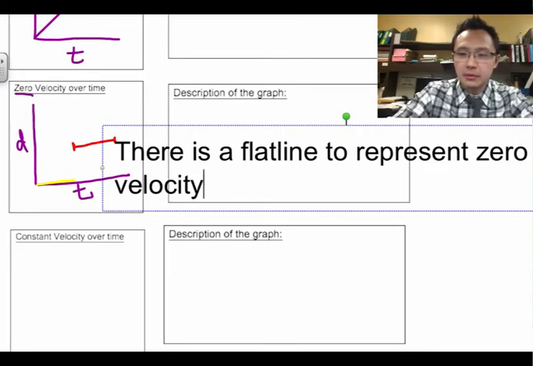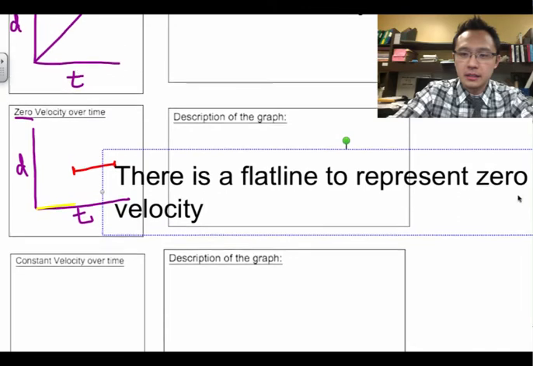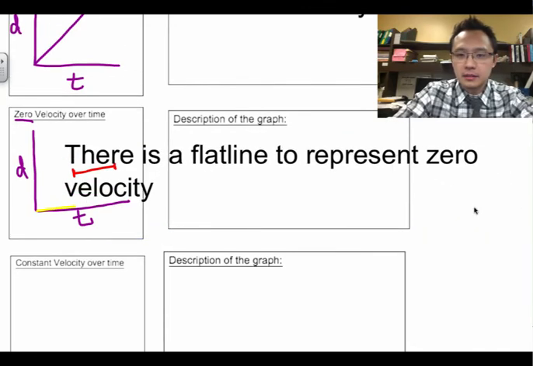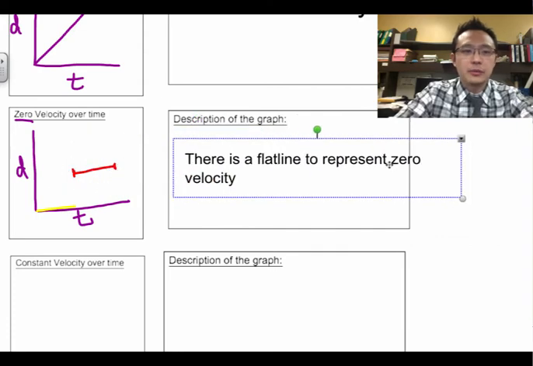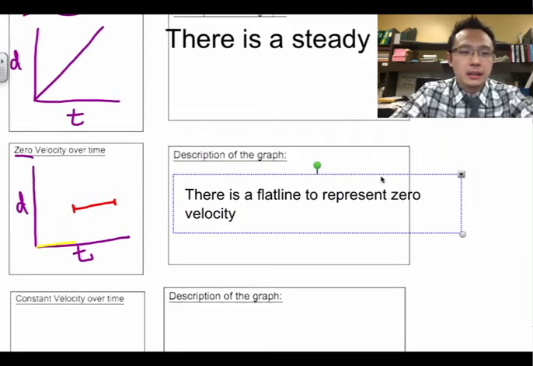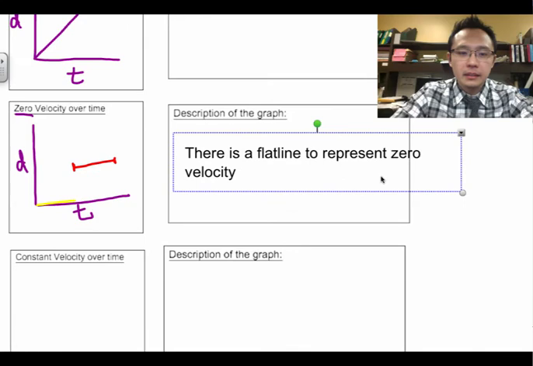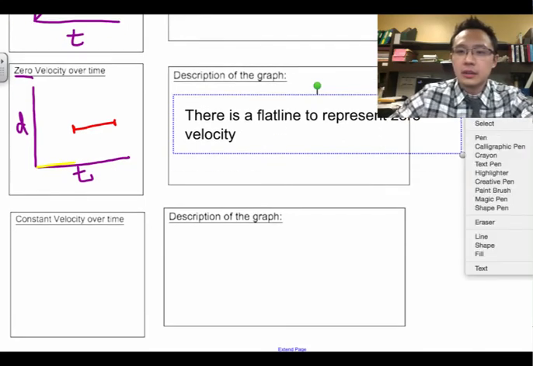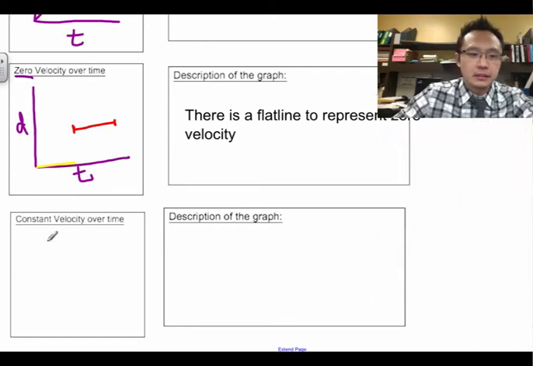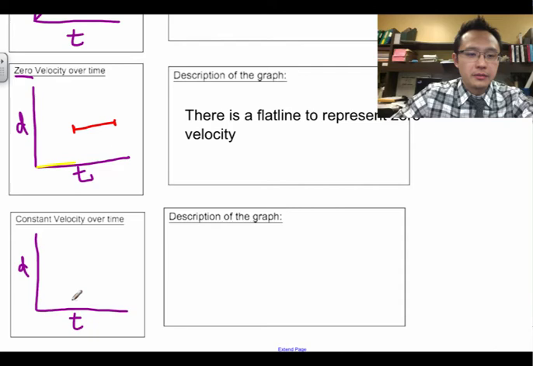Let me see if I can move this over so you can see. So that's the description for zero velocity. And then you can also have a negative velocity. So if we were to look at something with a negative velocity, what does it look like if this were going down that way? What does that line represent?